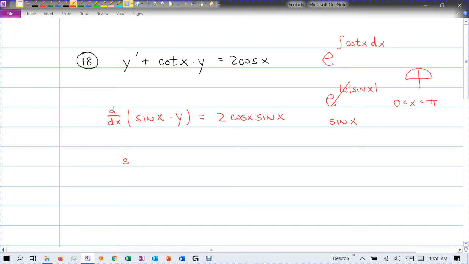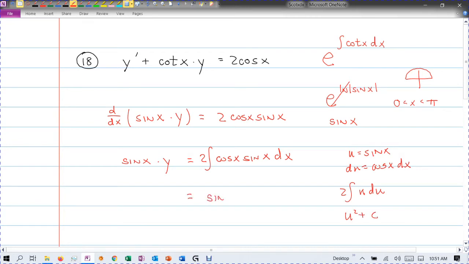Now we integrate, so the left hand side is just this, and the right hand side we need to integrate. I'll pull the 2 out. Cosine x sine x dx. Basic u substitution, u is sine x, du is cosine x dx, and that means that integral is really just, there's a 2 in front, it's really just like u du. And so the antiderivative of that is 1/2 u squared, but the 1/2 and 2 cancel, so you just get u squared plus c. So at the end of this, you're just going to get sine squared x plus c.